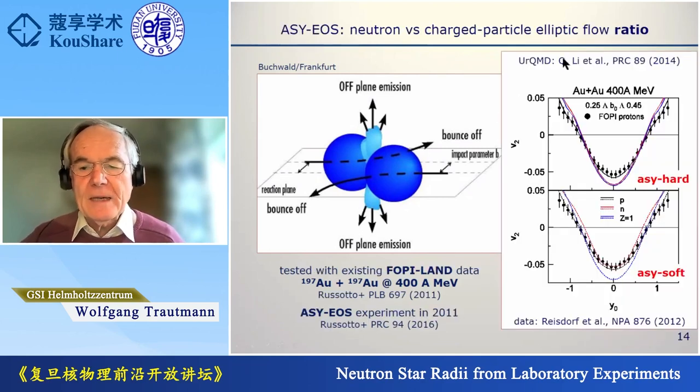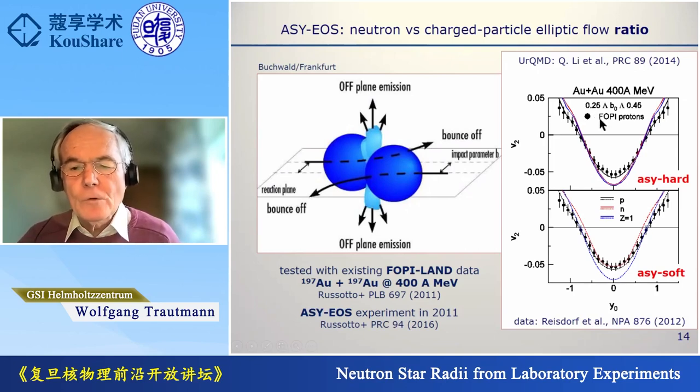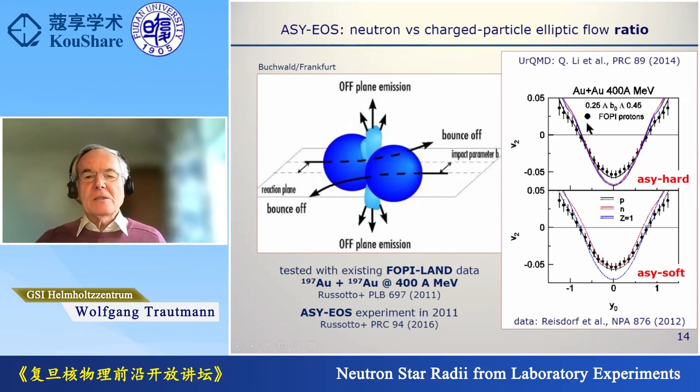Now, the motivation for the experiment came from these calculations, the UrQMD, ultra-relativistic quantum molecular dynamics. At that time, Jingfeng Li and co-workers had provided us with a code, and it was shown that the QMD can describe the v2. Here is the v2 parameter I just mentioned. The black dots are for protons in this reaction, 400 MeV gold on gold, and UrQMD can describe the protons in black well. And it was shown that depending on what one assumes for the nuclear equation of state, asy-hard or asy-soft, the neutrons in red will respond differently. For hard, the neutron squeeze-out is stronger than that of the protons, and for asy-soft, the neutron squeeze-out is similar to that of the protons. And this led to the idea to measure the elliptic flow ratio.